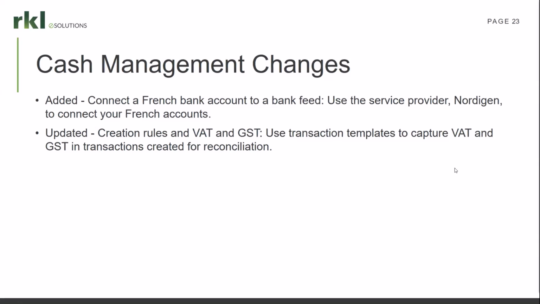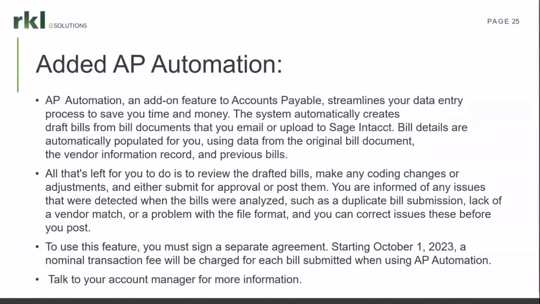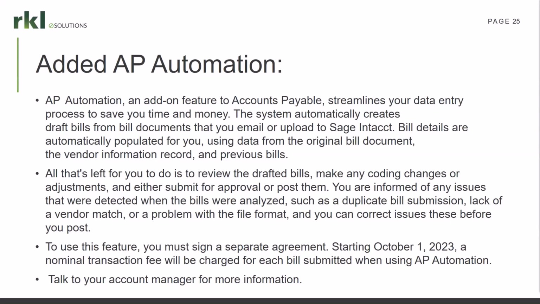On to AP. All right, accounts payable. AP automation, as an add-on feature to accounts payable, streamlines your data entry process to save you time and money. The system automatically creates draft bills and bill documents that you email or upload to Sage Intacct. Bill details are automatically populated for you using data from the original bill document, the vendor information record, and previous bills. This had been in an early adopter phase and has been released now.